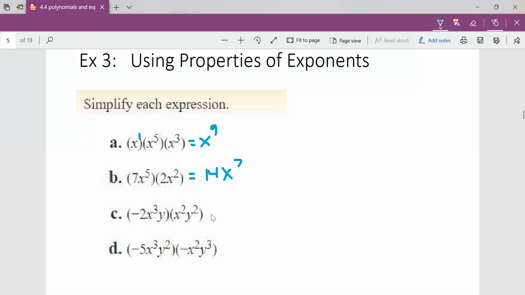Okay, this one is going to be negative 2 x to the 5th, y to the 3rd. And again, that's because this has an imaginary 1 right there. Okay, this one is going to be 5 x to the 5th, y to the 5th. And I just want to note that it's a positive 5 because I have a negative 5 and this is a negative, and these two negatives turn it into a positive.